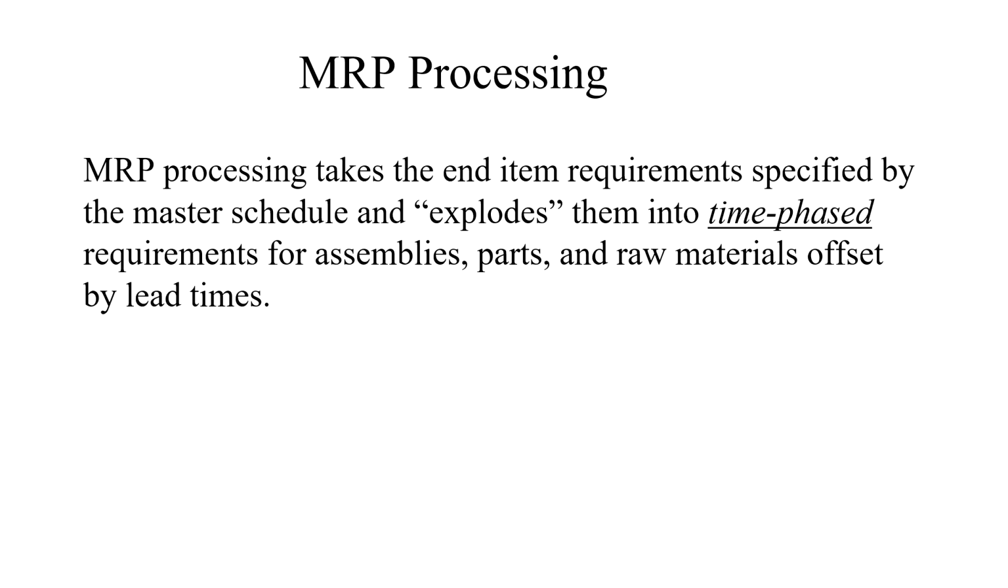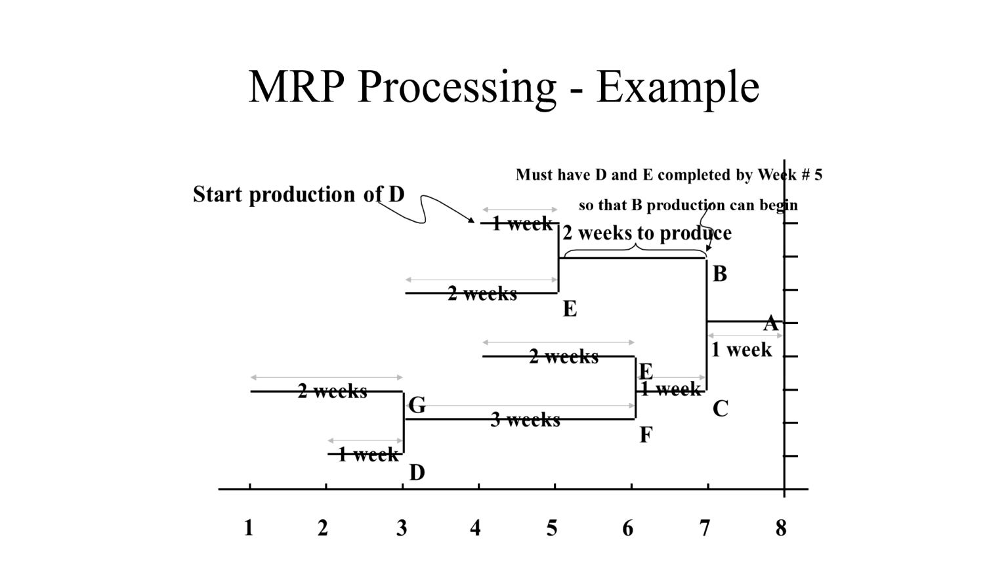MRP processing. This is the heart of the system. It takes the finished item requirements from the MPS and explodes them into time-phased requirements for all the lower level assemblies, parts, and materials. These requirements are then offset by lead time. Here is an example. So in order to have D and E completed by week 5, that would mean that B production can begin here. Sorry, that was a little odd to read.